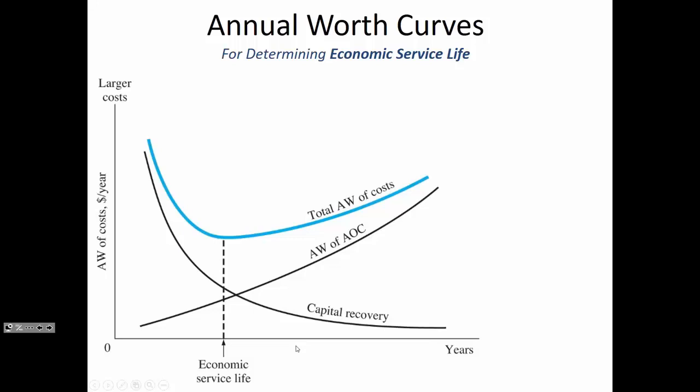And you can see that the longer you own something, the capital recovery curve keeps getting lower and lower because you're spreading those expenses out over a larger period of time. However, what begins to go up over time is the annual operating costs, AOC. Why do you suppose that the annual operating costs are going up the longer you own something?